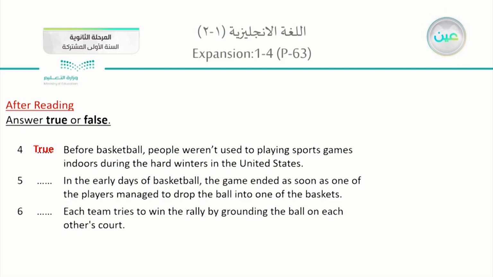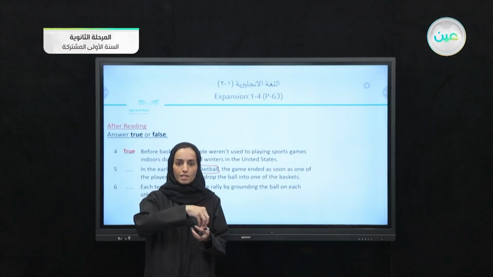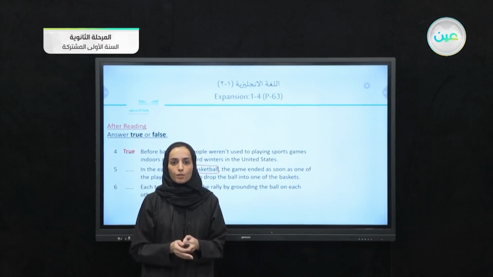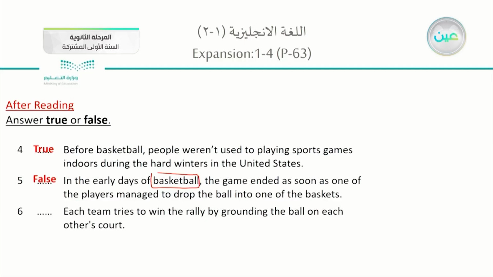Number 5. In the early days of basketball, the game ended as soon as one of the players managed to drop the ball into one of the baskets. So in here, you will find it in the basketball part. In the past, when someone would drop the ball into the net, which was a closed one, the game was going to end. Do you think that it's right? I guess it is not right. So it's not going to end whenever someone drops it. They will still count the number of goals.